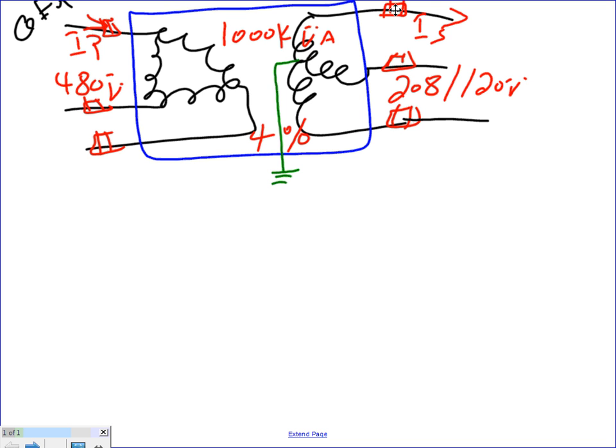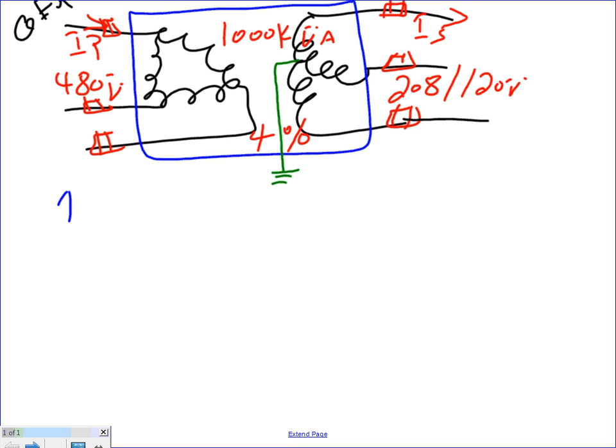480, 208/120, 1,000 kVA, 4% impedance, and we need to size the information. I need somebody's calculator handy here. That's question number 1. It has 11 things that we need to find from it. 11 things, very easy, simple, piece of cake. Oh, you don't believe me? Oh, people, I thought you trusted me.